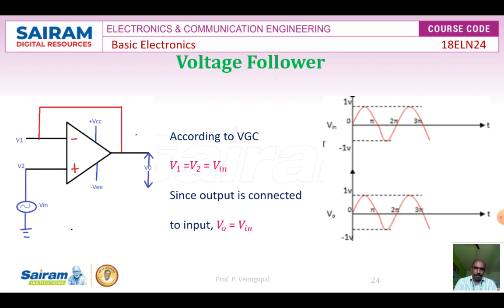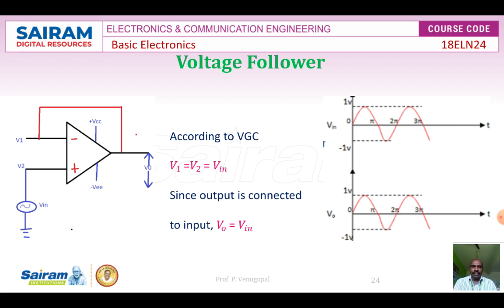Keep this point in your mind. The voltage gain of the voltage follower is always equal to unity. There is no phase shift change, there is no magnitude change. The amplitude and the phase shift of the input signal and output signal remain the same. There is no change, indicating that the voltage gain is always equal to unity.